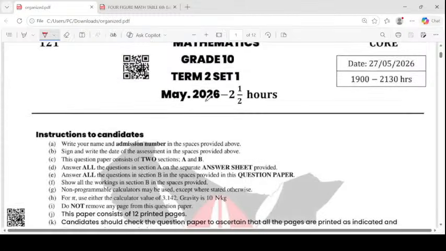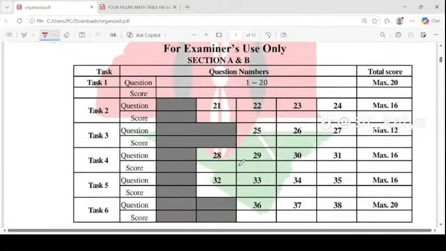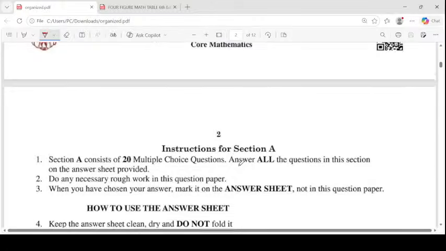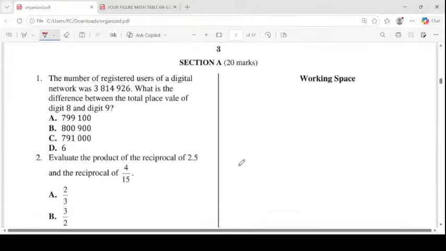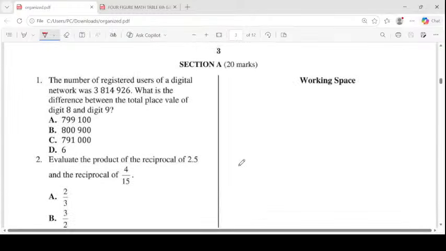You can see it's a May 2026 exam that was done on 27th of May 2026. So let us have a look at these a set of instructions. I hope you are all fully aware. Look at section A of the question paper, only 20 marks.